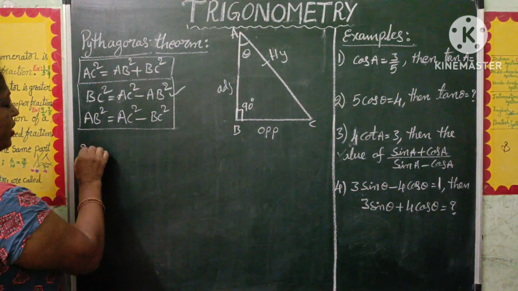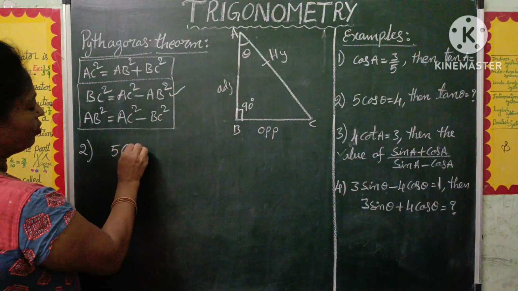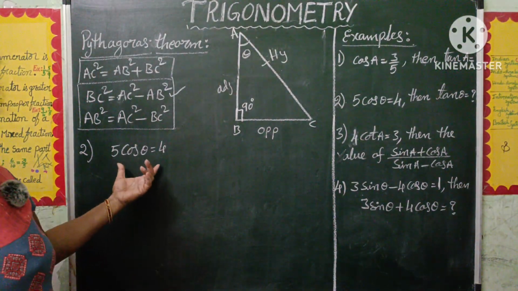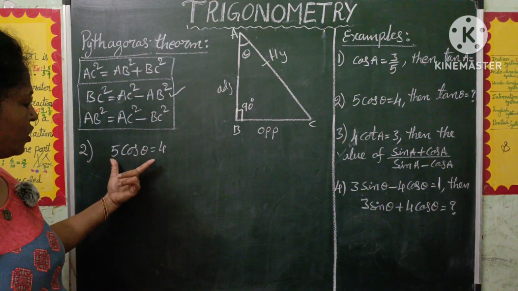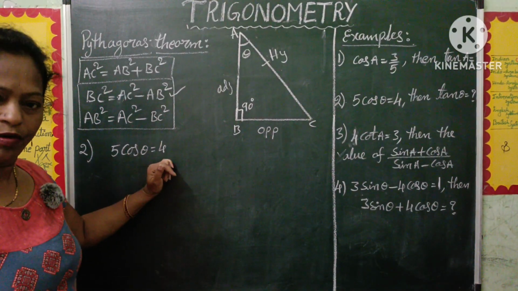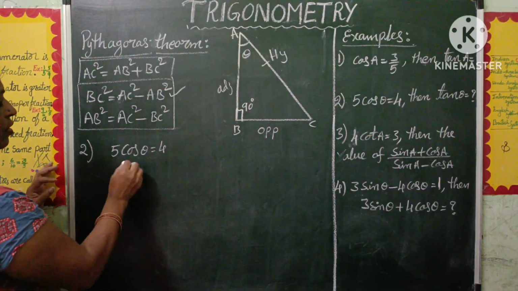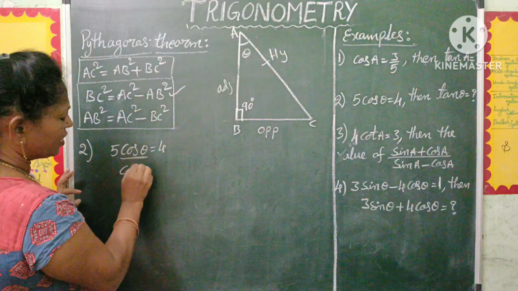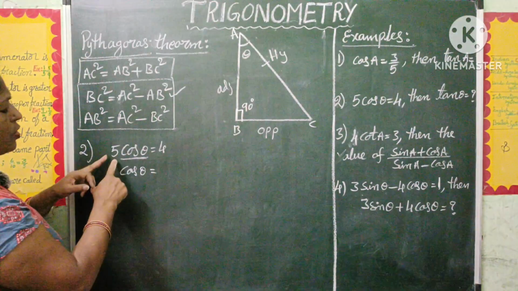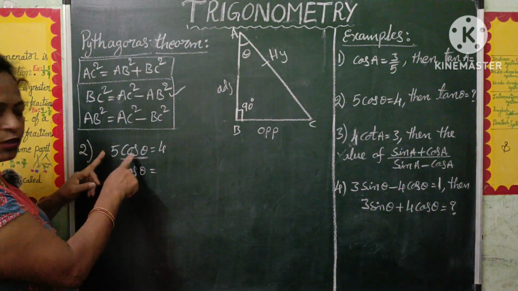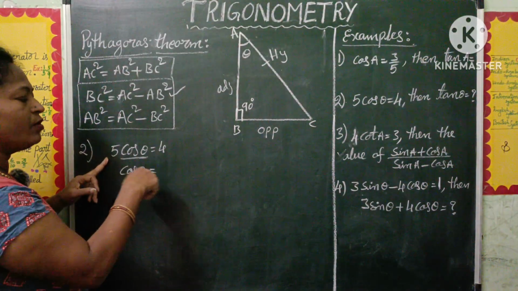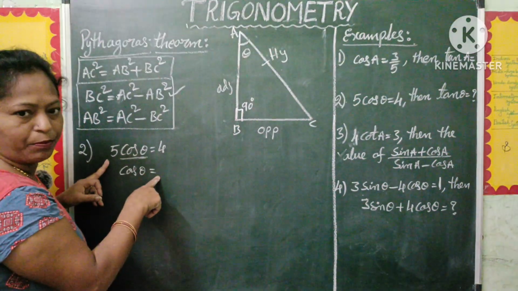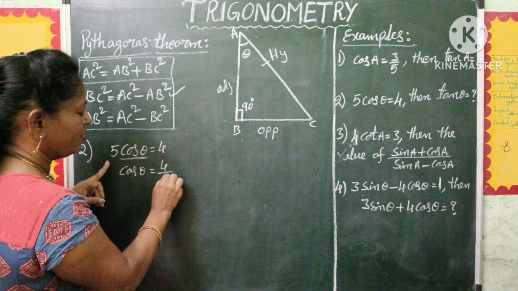So, second question, 5 cos theta equal to 4. Here we don't know the ratio. They have given the question as 5 cos theta equal to 4. As for this question, we want only cos theta. So let cos theta be here and transpose the 5. 5 into cos theta, so we have to transpose 5 from left to right. Already 5 is in the position of multiplication, so into becomes divided by. So 4 by 5.